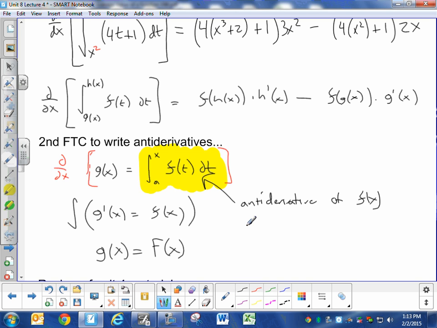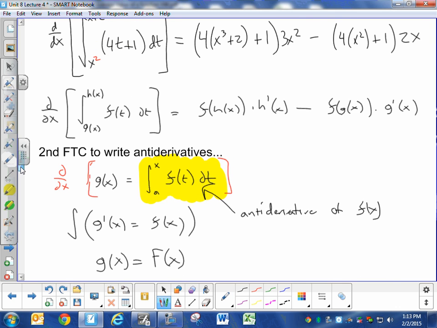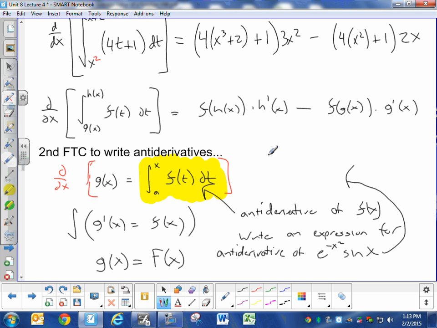But what's great about that is that if I asked you to write an expression for the antiderivative of e to the negative x squared sine x, you'd be like, well, Mr. Messer, I can't find that antiderivative, but I can just cheat and say, oh, here's an antiderivative expression: the integral from 0 to x of e to the negative t squared sine t dt. That would be an expression for the antiderivative.